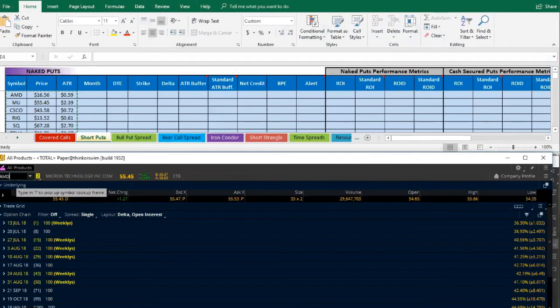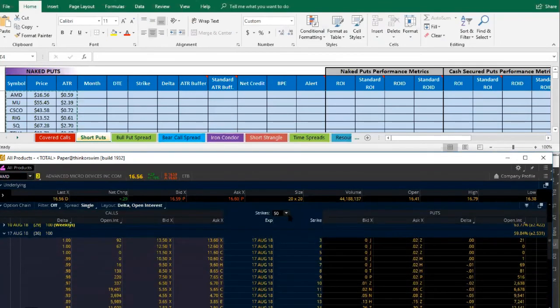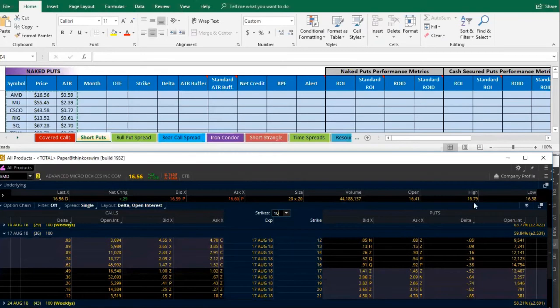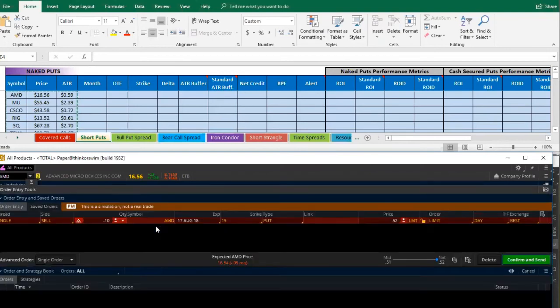AMD, let's start with right here. Advanced Micro Devices. I'm going to use the 36-day option. I'm going to set the strikes down closer to 10. And I'm going to look at the delta over here on the put side. 0.26 is the 15 strike price. I'm going to build that as an order.